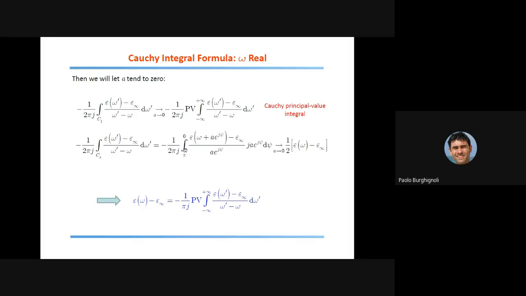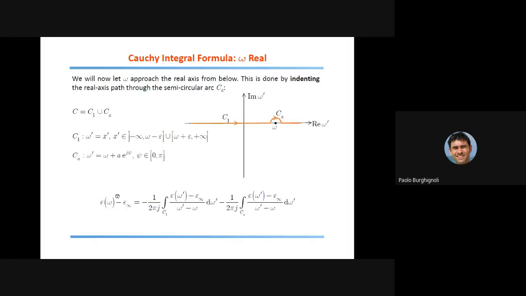And if you do that, which is what is written here, and you then let the radius a tend to 0, then the resulting value is 1/2 of the numerator of this fraction, so evaluated at omega. So 1/2 of epsilon omega minus epsilon infinity, which is 1/2 of the left-hand side that you can see here. So basically, this second integral on the right-hand side tends to 1/2 of the left-hand side.